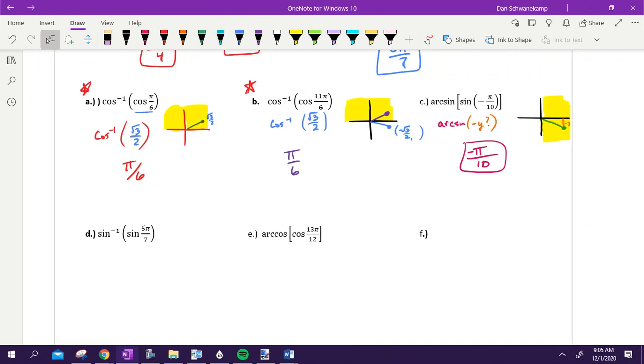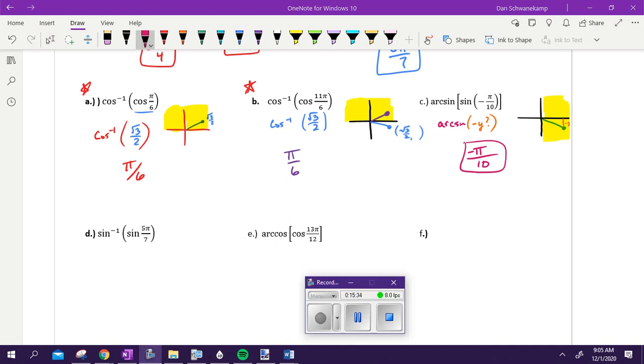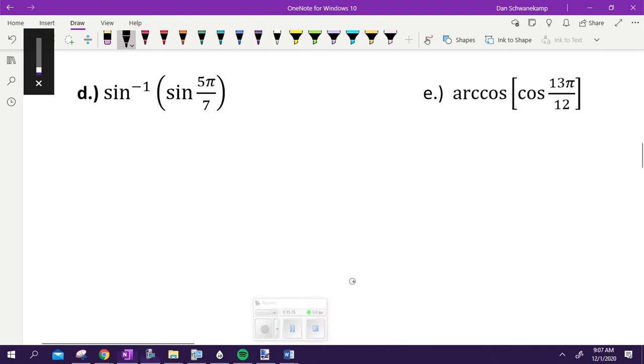Try D and E real quick for me. Try D and E. See if you can figure that out with your neighbor. Go. All right, let's do it.